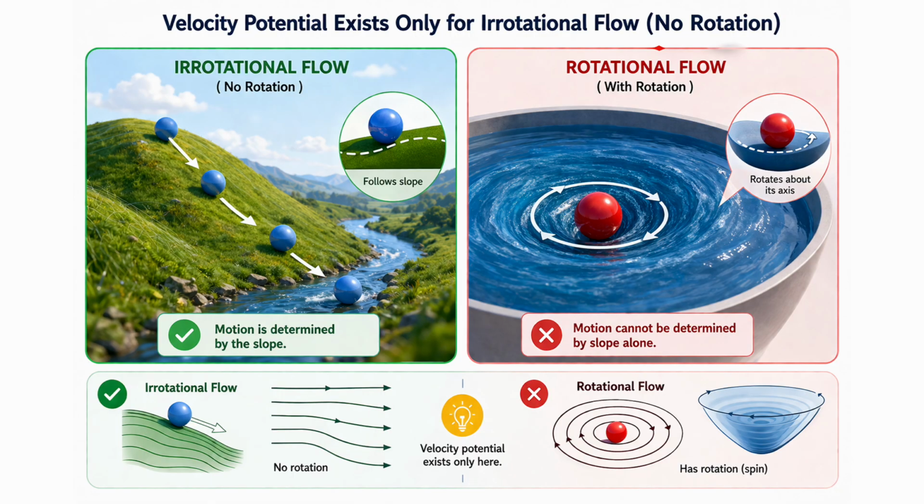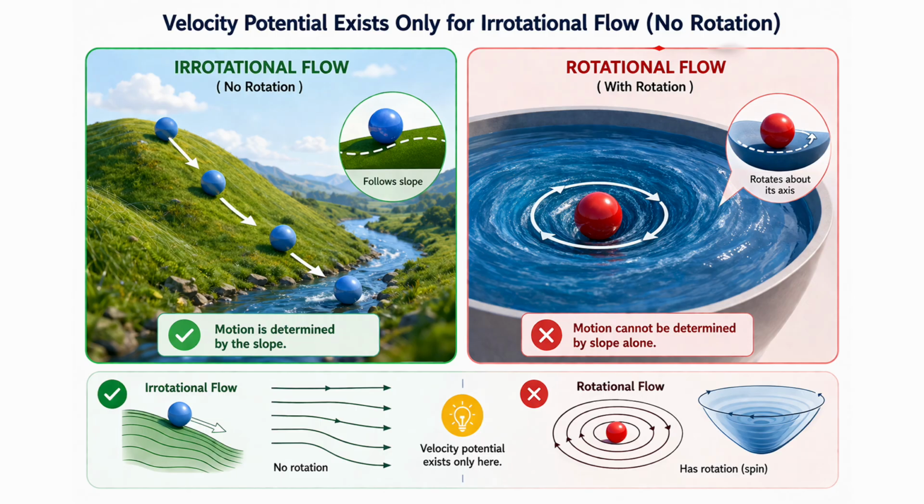This analogy is valid only for irrotational flow. In irrotational flow, fluid particles do not spin about their own axis. They only move along the slope of the velocity potential surface. So just like a ball rolling down a hill, the motion is completely determined by the surface shape. Now consider rotational flow. Here, fluid particles have rotation or spin. This motion cannot be explained only by a surface slope. A ball on a curved bowl may start spinning in circles. This behavior cannot be described as simple rolling down.